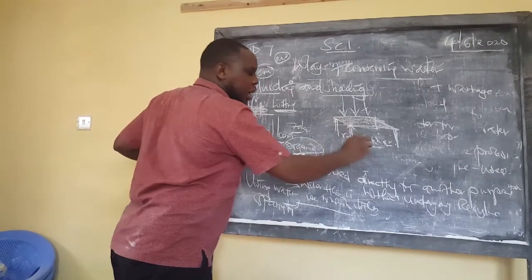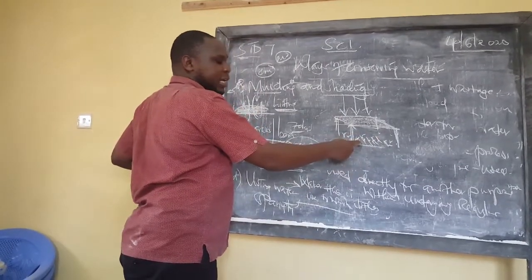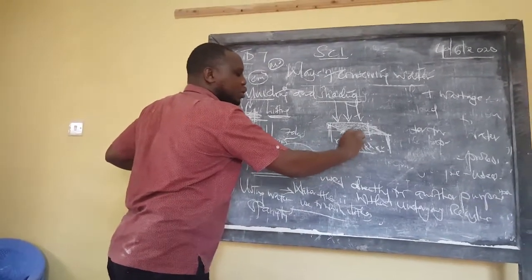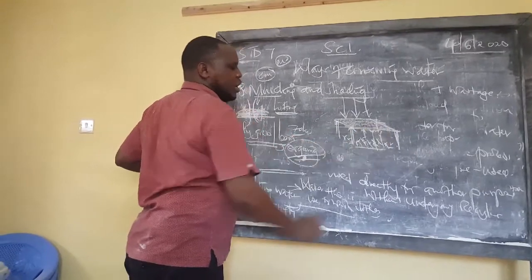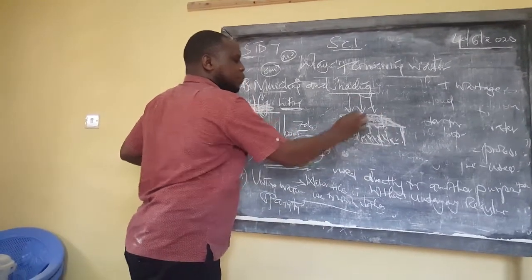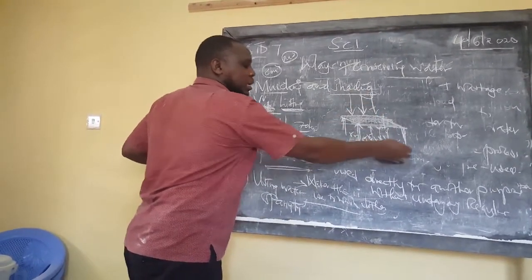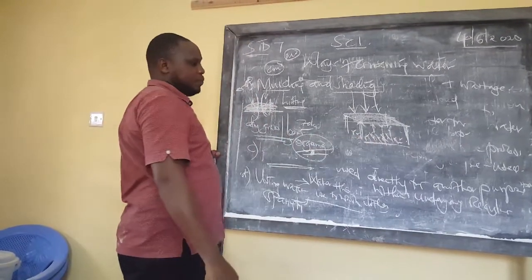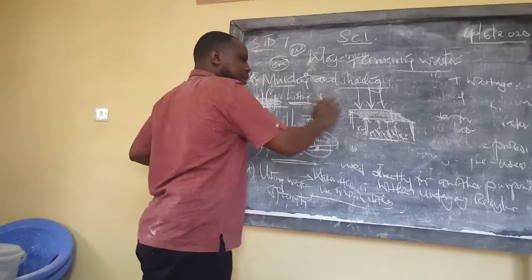And number two, any water that you apply on this particular area will evaporate because of the heat from the sun. So these mulches are preventing direct sunlight to this particular area. So that's how we do it. So this is a nursery bed.